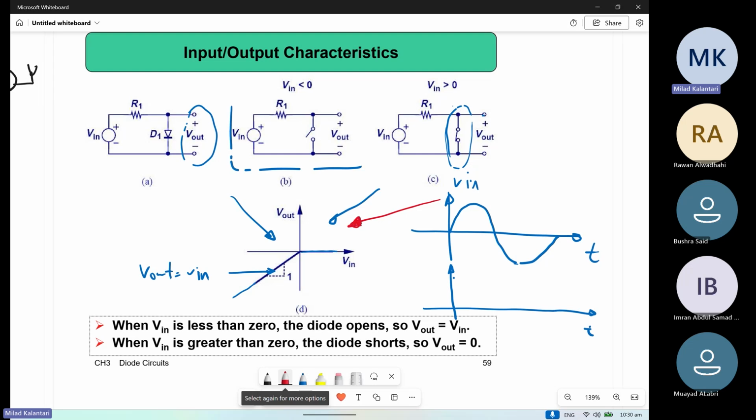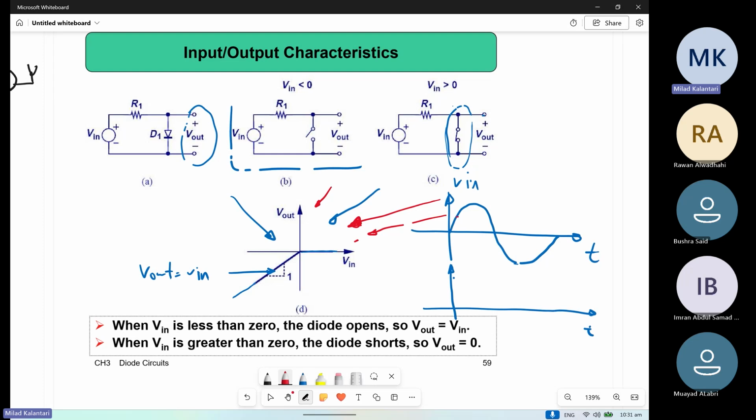Let's say you have been given this characteristic, right? The characteristic of V out versus V in is like this, and then V in over time is like this. So we want to know how V out is. We should go from the right side to the left side and see at each point how the output is, right?